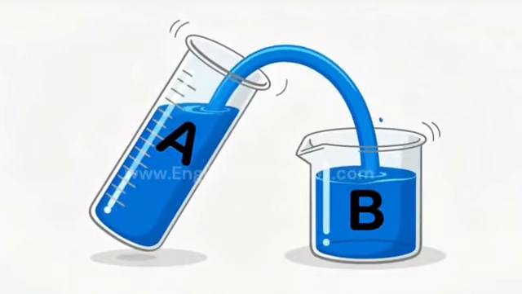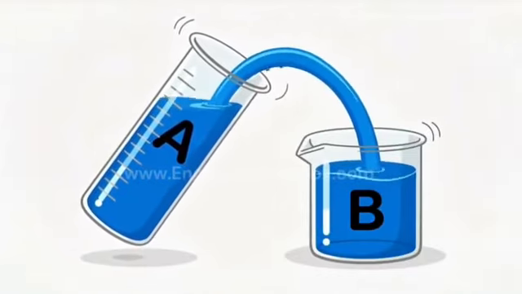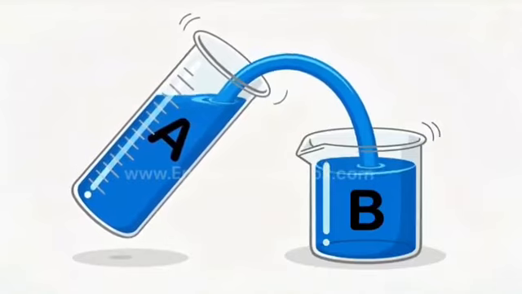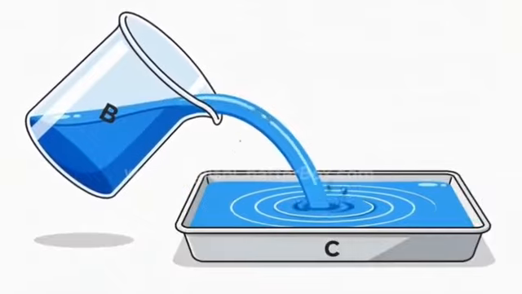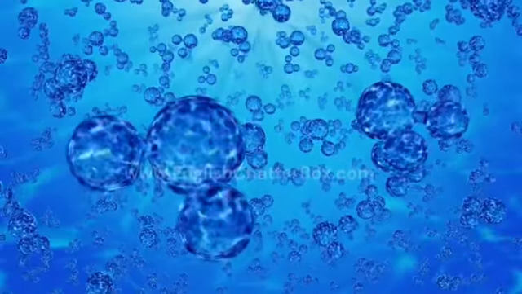The water takes the shape of container B, but the volume is still 200 milliliters. Now pour it into container C again. A different shape, the same volume. This tells us something important.